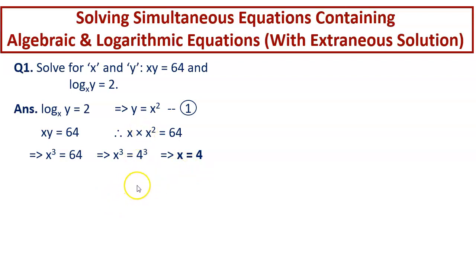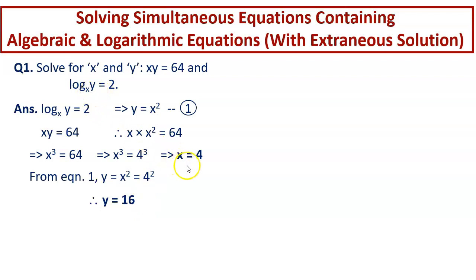What about y? y is equal to x square from equation number 1. So it is 4 square or y equal to 16. Now you can check, because these two are positive numbers, you don't have to actually check whether you can take these values or not.